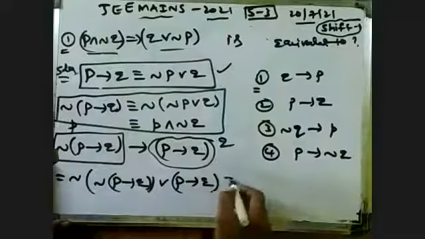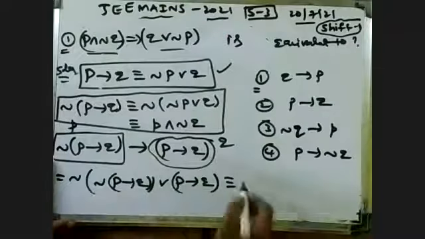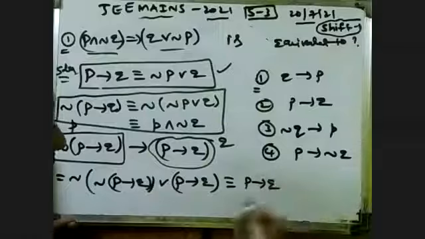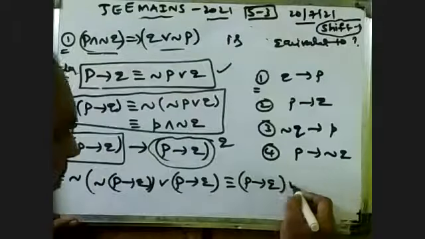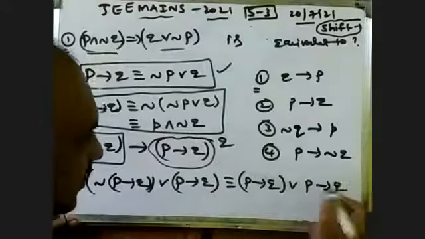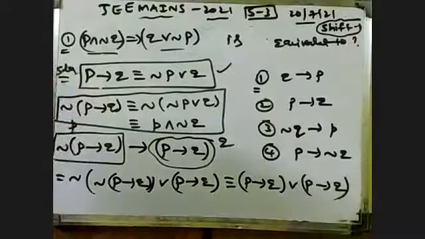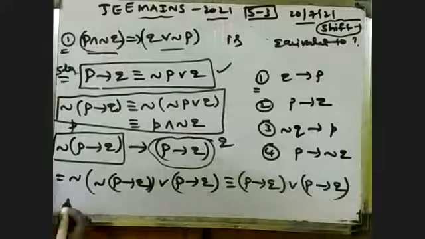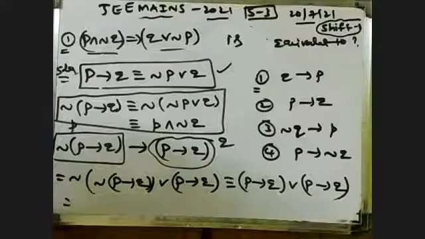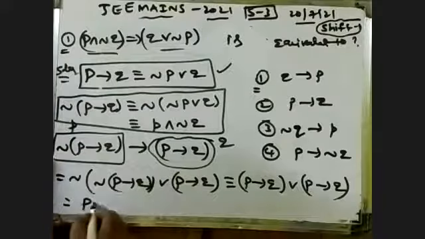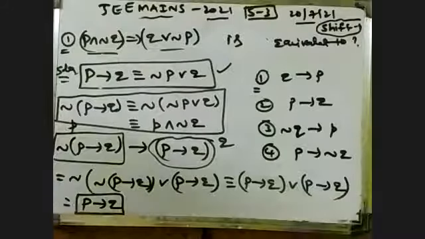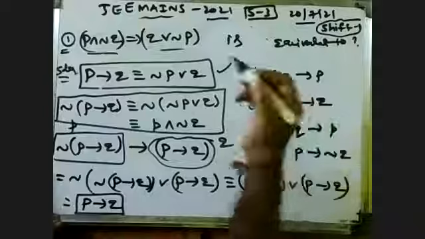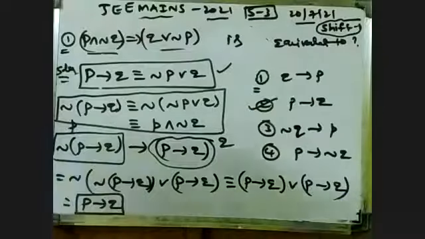So which is equivalent to negation of negation, that is P implies Q, because negation of negation statement is always the same statement. Disjunction P implies Q. P disjunction P is nothing but P only. That's all. We can apply this law. This is nothing but P implies Q. So this one is true. This is how we can do the statement.